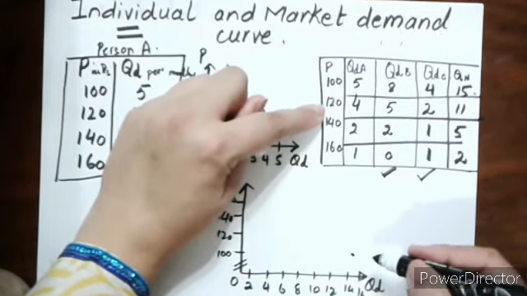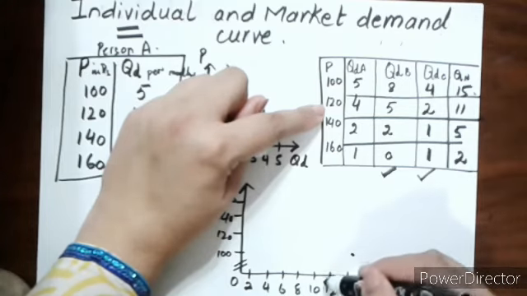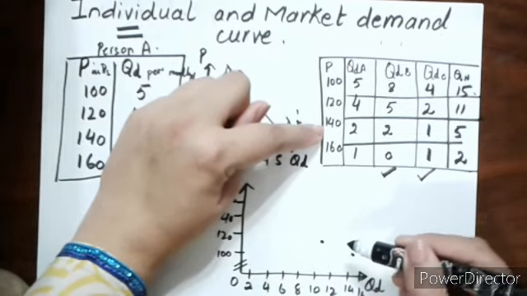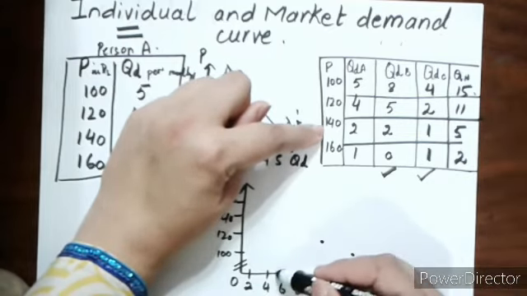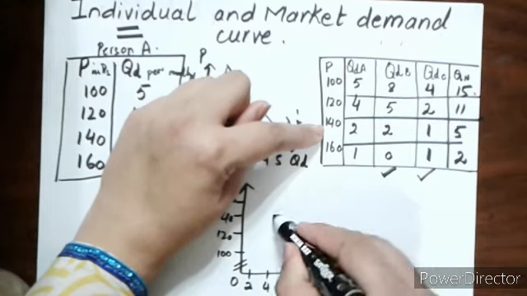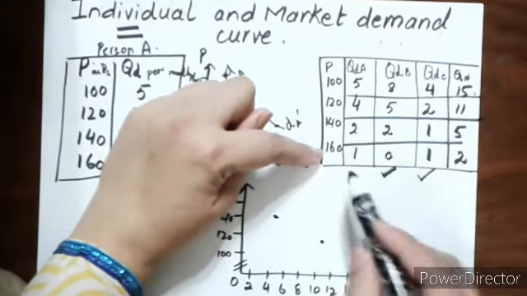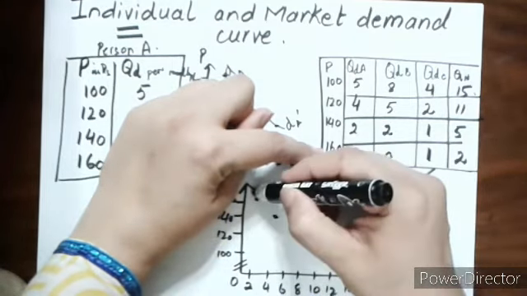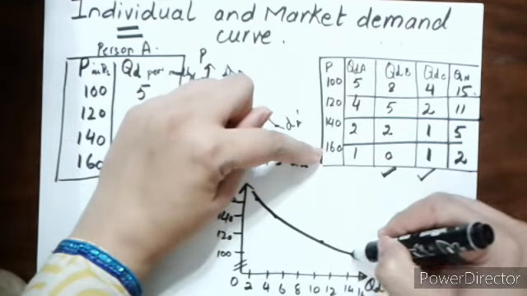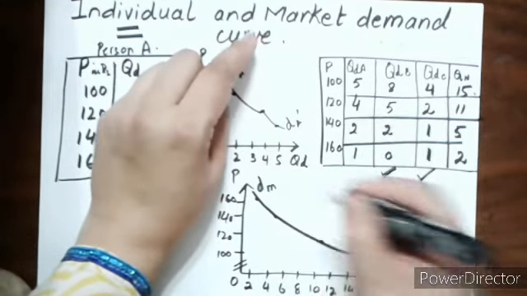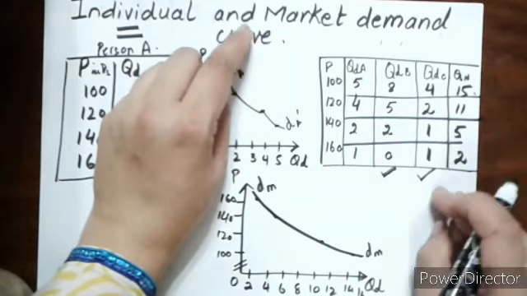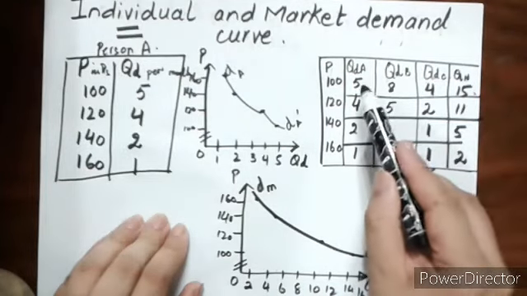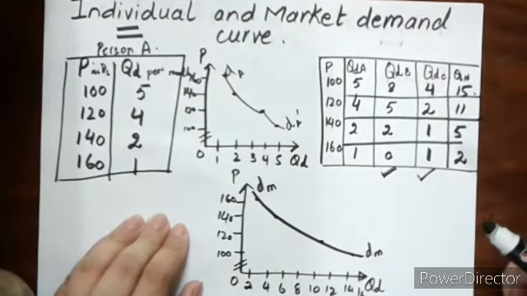On price 120, the total quantity demanded was 11. So 11 lies somewhere between 10 and 12. On 140, 5 shirts were demanded. So this is how we trace 5 shirts. And on price 160, quantity demanded was only 2. So if we join all these points together, we get our market demand curve, and our market consists of these three people, assumably person A, B and C.